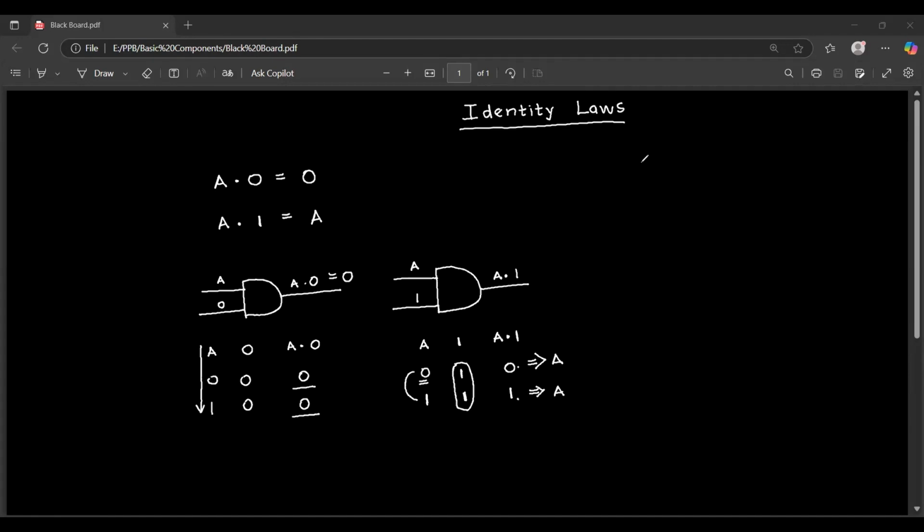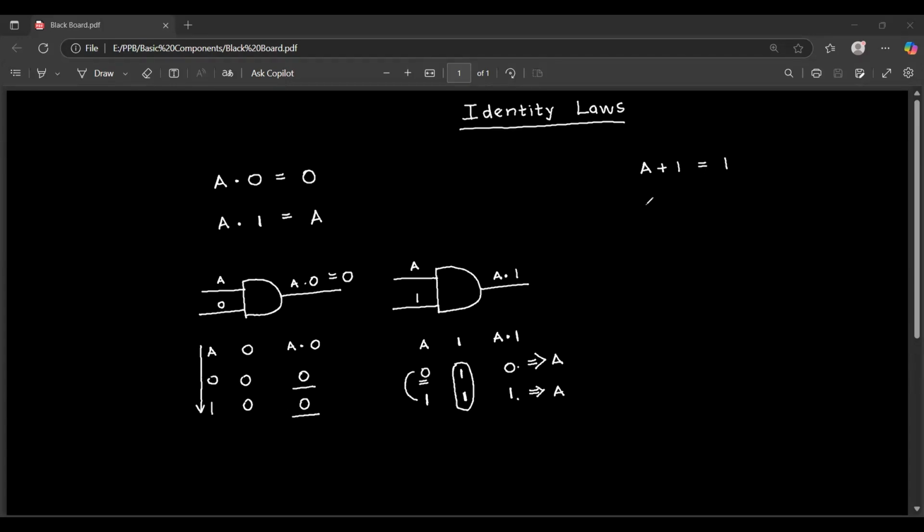Now let's use the OR gate. The next one is A plus 1 is equal to 1. If you revise the gates, in the OR gate we learned that if any one of the inputs is 1, the output should be 1. That's what we learned in the OR gate. I hope you remember. I will add the link to the description. So A plus 1 is equal to 1.